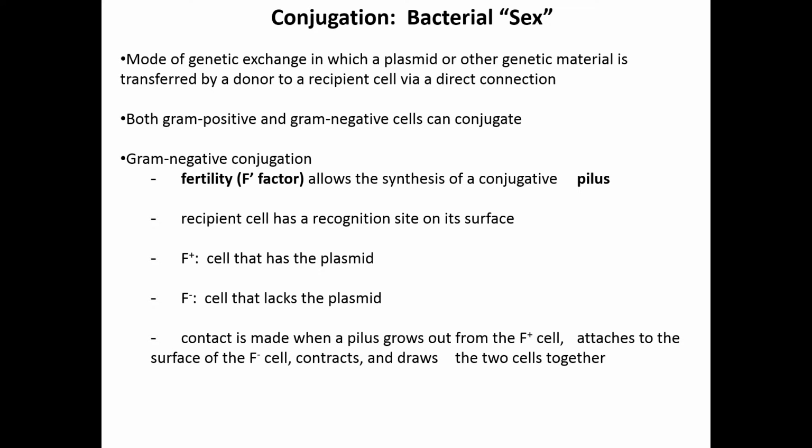The recipient cell is going to have a site on the surface of the cell that's going to be recognized by this sex pilus. In this case, the fertility factor is found on a plasmid. It's called an F plasmid. This F plasmid has a fertility factor, and bacterial cells that have this F plasmid are referred to as F+.